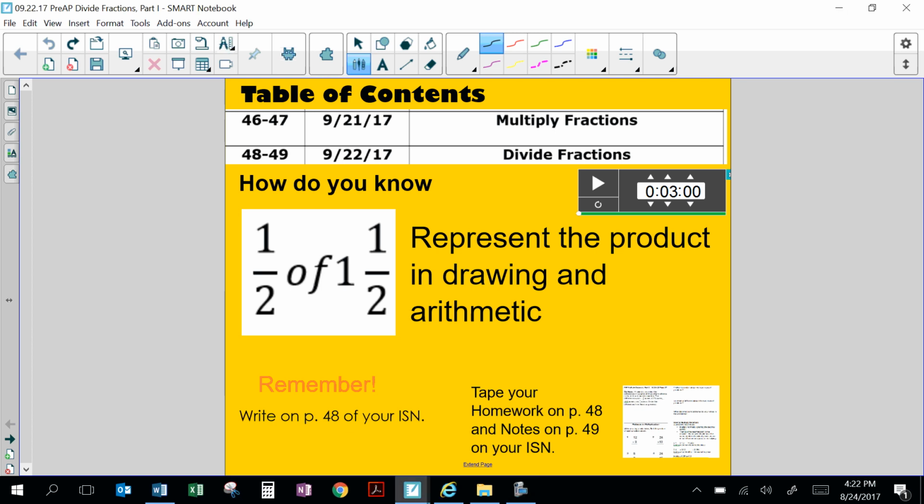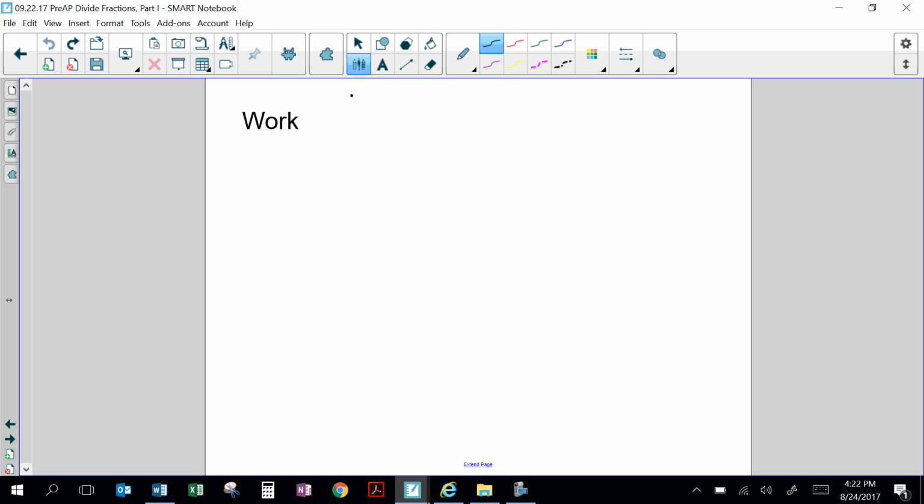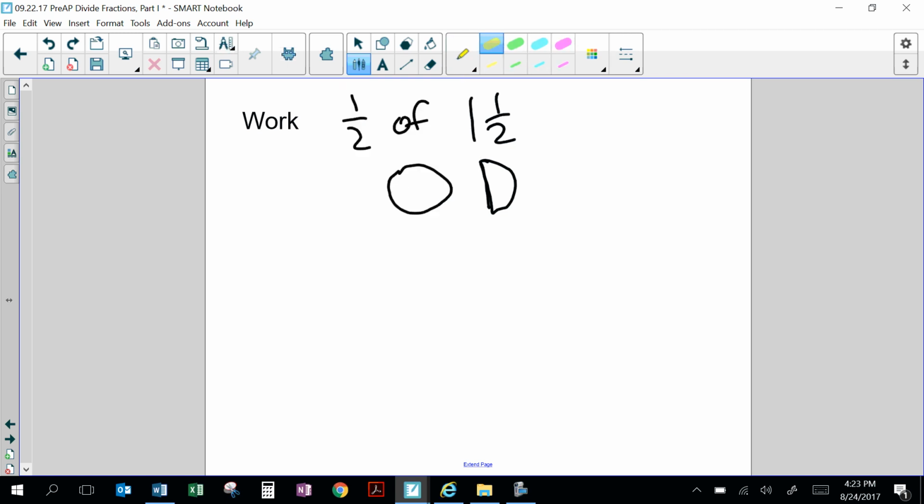Welcome. This lesson is over how to divide fractions. So let's look at our number routine of how do you know? Represent the product in drawing and arithmetic: half of one and a half. So let me write that down again to remind myself: half of one and a half. Imagine you have one and a half cookies or pies or a fraction circle. Highlighter. What's half of one and a half?